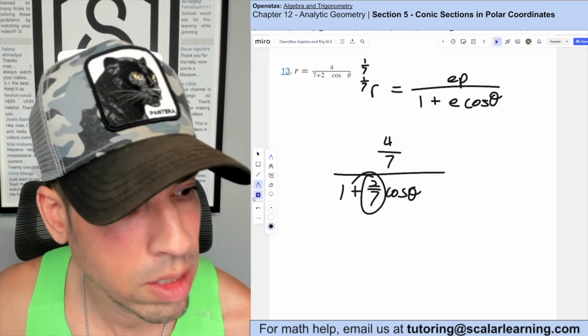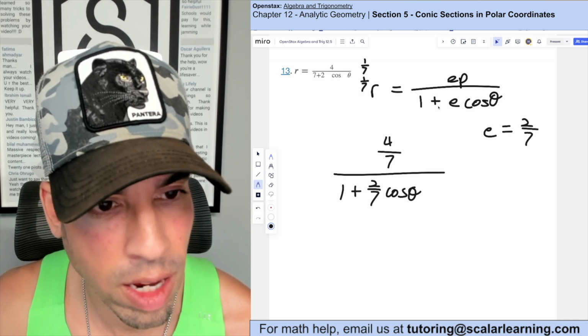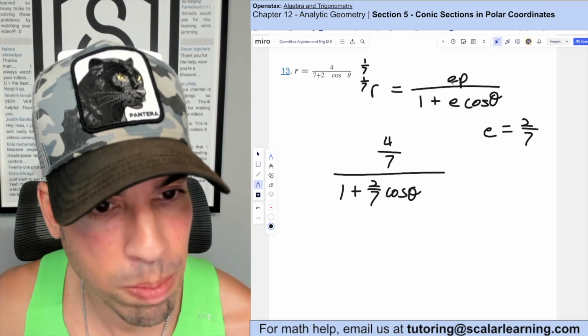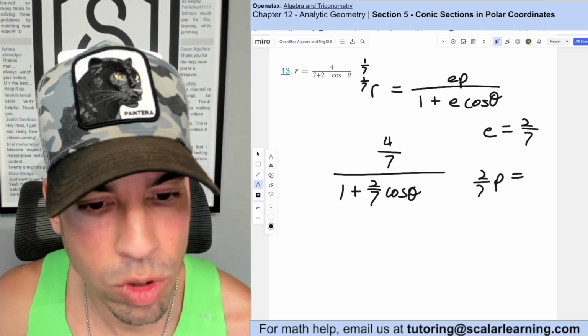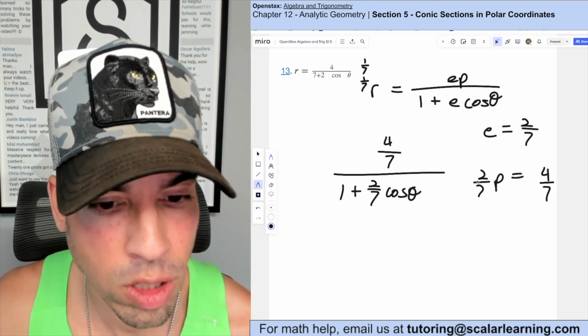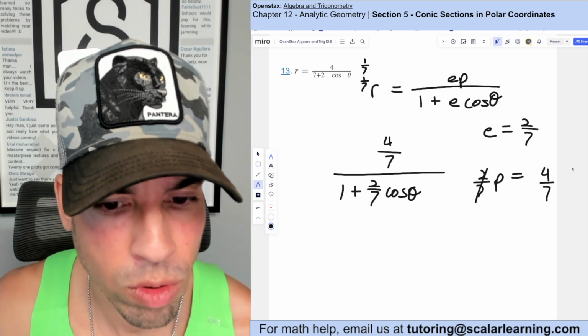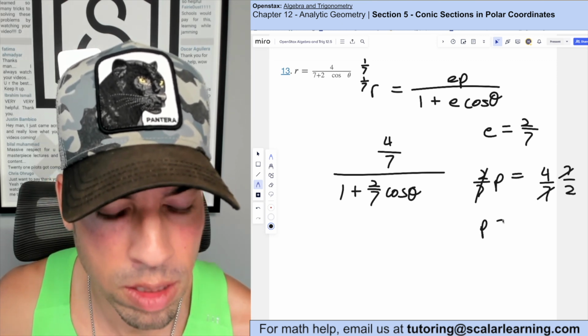Okay, so now I can see that my eccentricity is 2/7 and E times P, or 2/7 times P, is equal to this numerator here, which is 4/7. So we're going to set that equal to each other. Multiplying by the reciprocal here of 7 over 2, we get P is equal to 2.